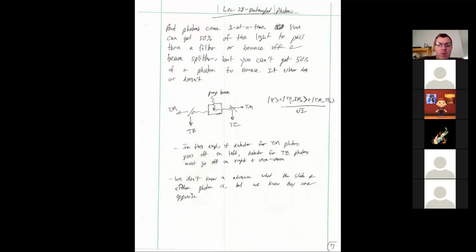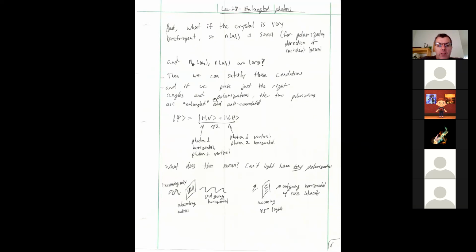The photons come one at a time. So if I just send in a whole bunch of light to a polarizer, if I orient it like this at 45 degrees, I get half of it through. But any one photon coming through that, if I send in 1 million photons, I get 500,000 out. But for each individual photon, it either goes through or it doesn't.